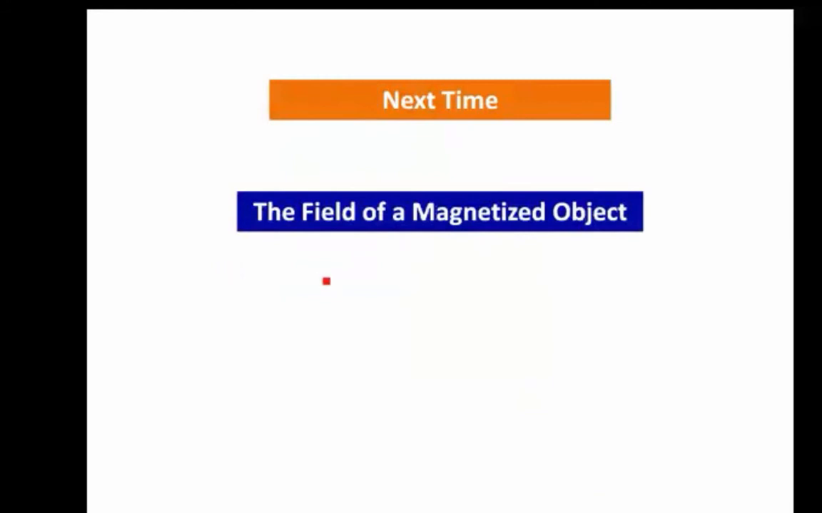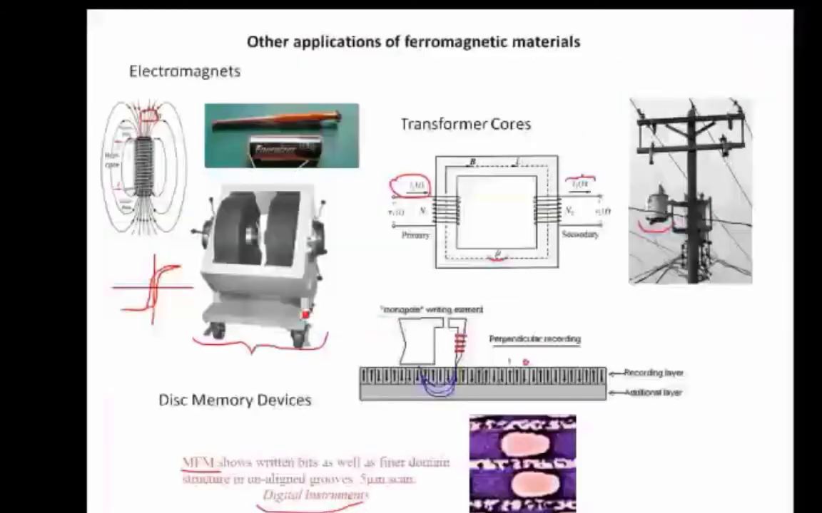So next time we're going to talk about the field of a magnetized object. And it's related to the picture that I showed you here. It's what is this field, for example, inside the material when you try to magnetize it. That will be related to, of course, the way that electrons behave in this material inside of the magnetic field that you produce with the coil.